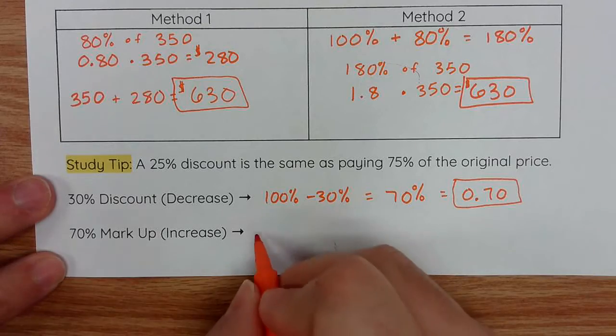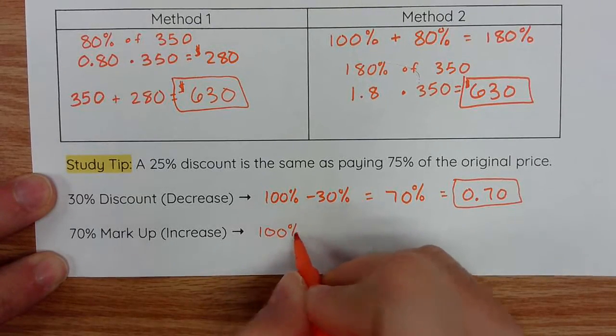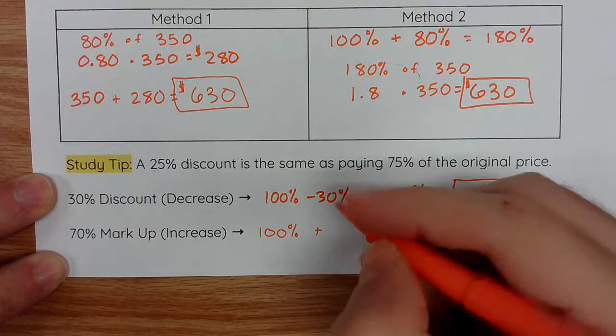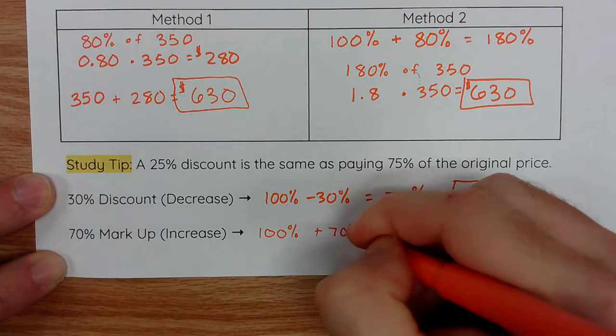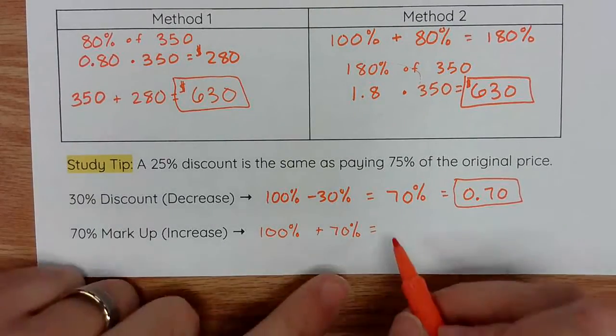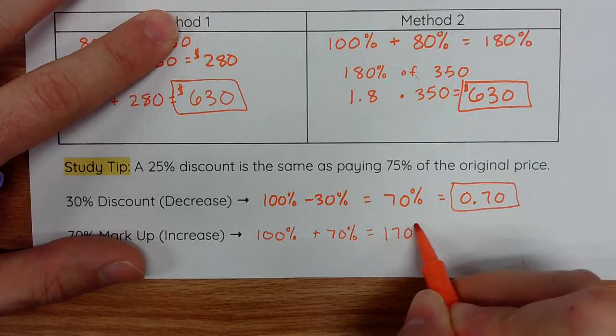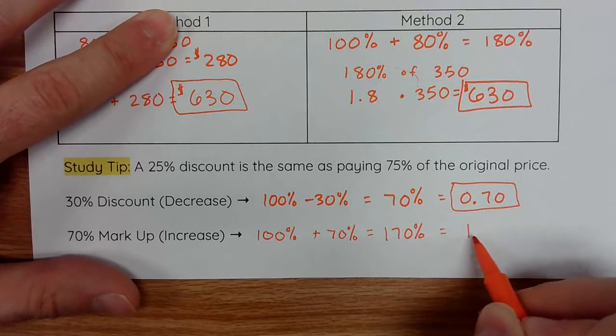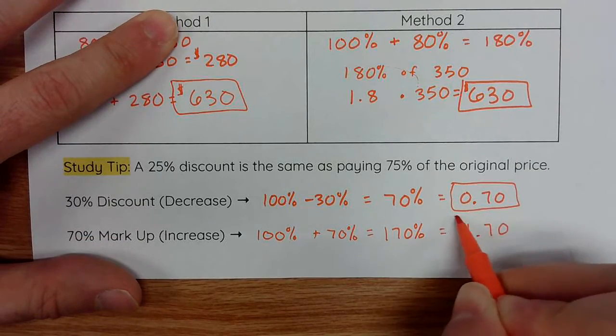If it's a markup, it's an increase. So we would take 100%. We would add our 70%, giving us 170%, 1.70 as a multiplier.